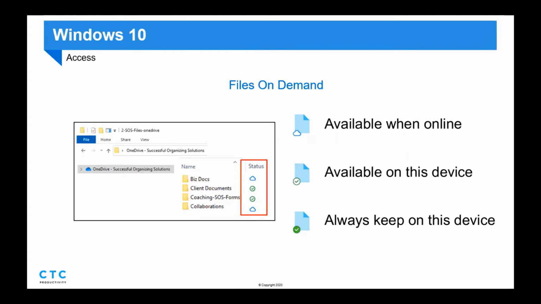So we have some clients, and probably the biggest document that we're seeing of that type is budgets. You're working on budgets for a project, and you're going to work on it, but you're going to sit outside and you don't have internet access, or you're in an airport traveling and you don't have internet access. And so always keep on this device is a nice option for those files that you need access to anytime, on or offline.